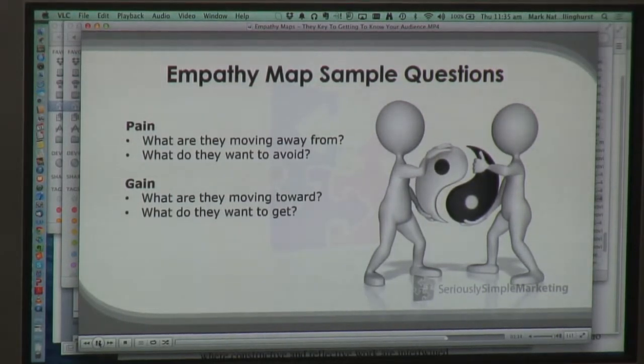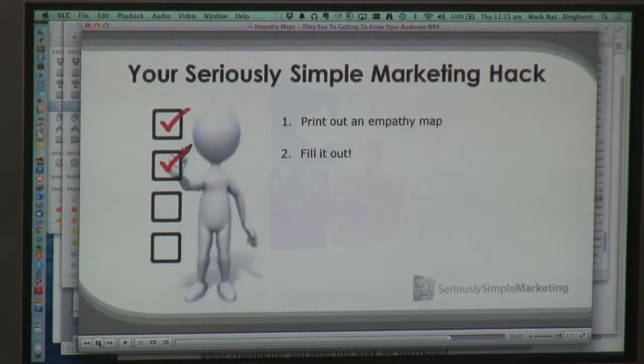And if you have a team, this is a great exercise to do together as a team. So this is a very simple one. Here's your hack for the day. Just print out an empathy map and fill it out.